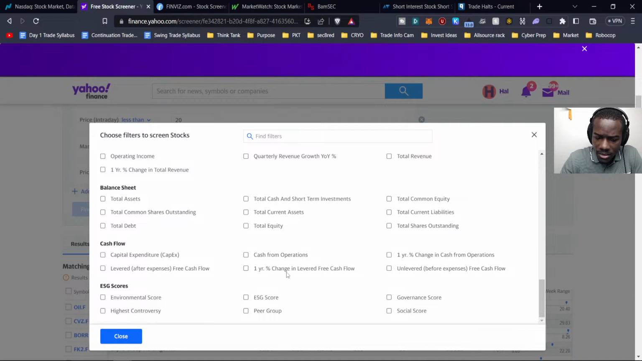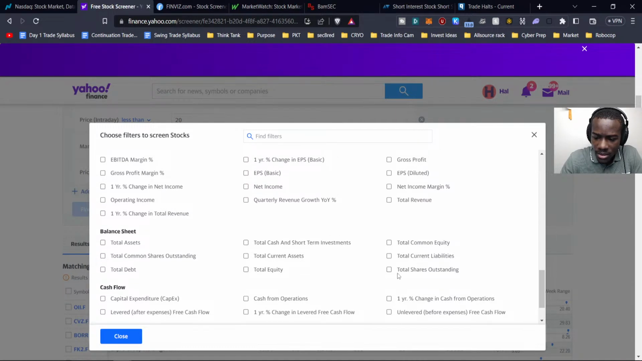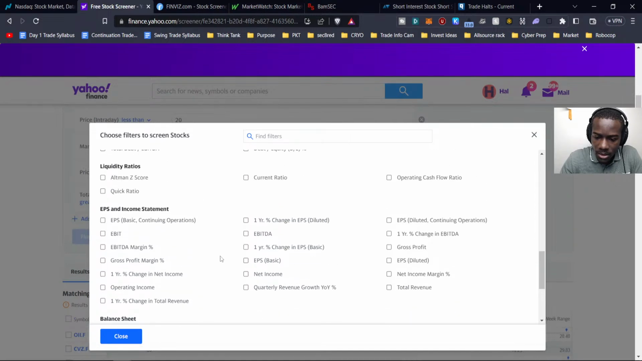Let's see, do they have shares outstanding out here? That would be pretty dope if they did. Common shares outstanding, total common shares outstanding right there. So you can kind of see, oh, wait, this is common shares. This is total. Total shares outstanding is what we need. Let's see, total debt.